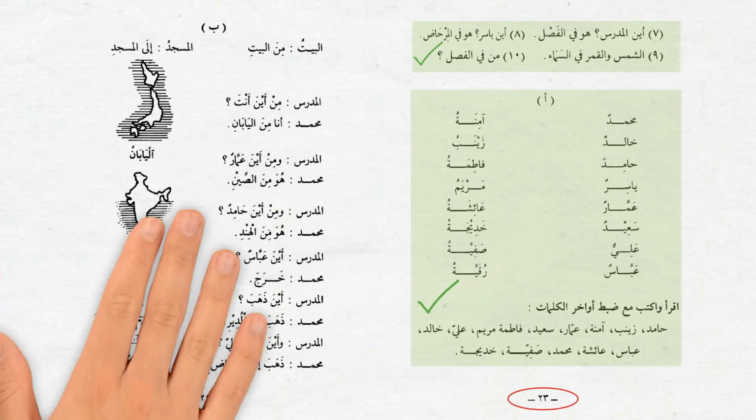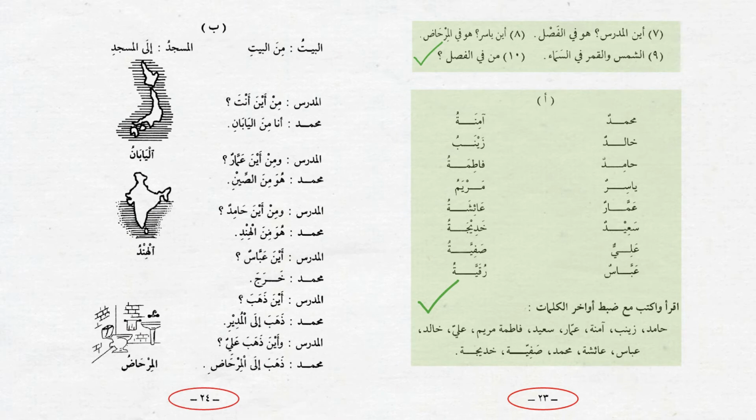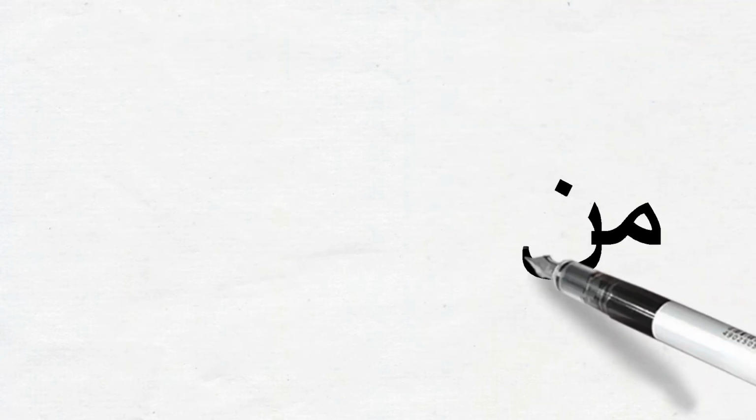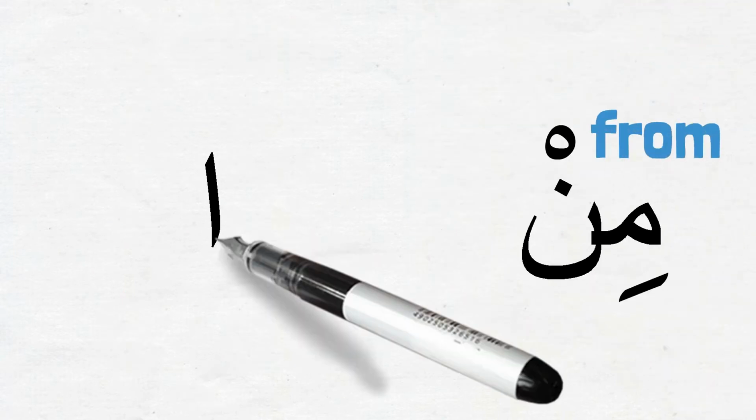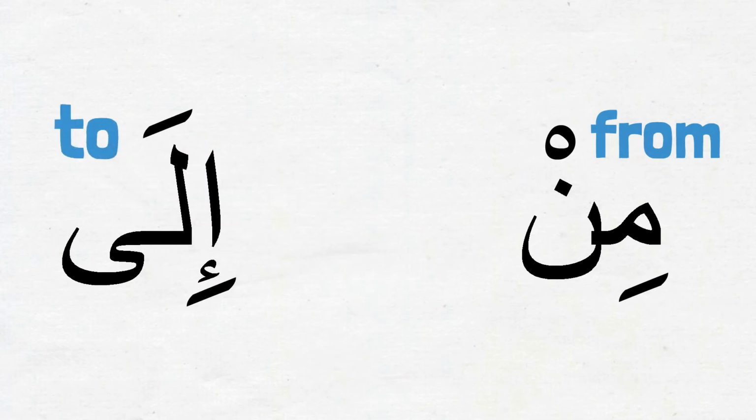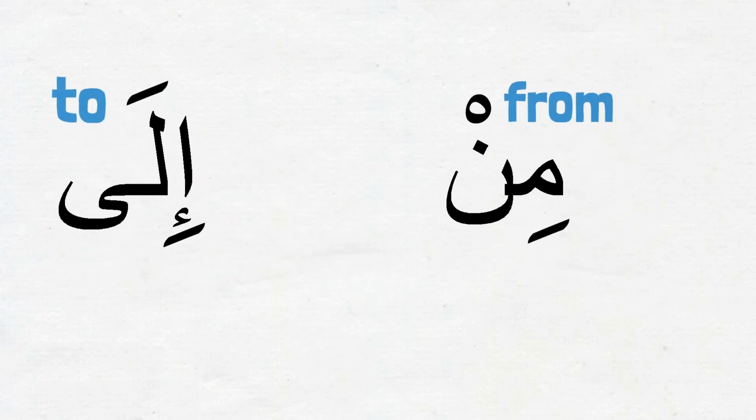So let's flip over to page 24 now. Here we are going to learn about two more حرف جر type words. The first one is حرف من, which means from. The second one is حرف إلى, which means to. Let's take a couple of examples.